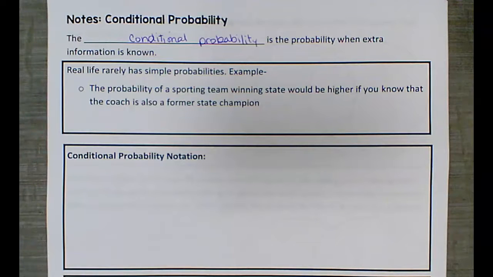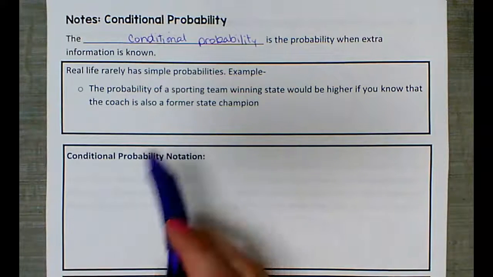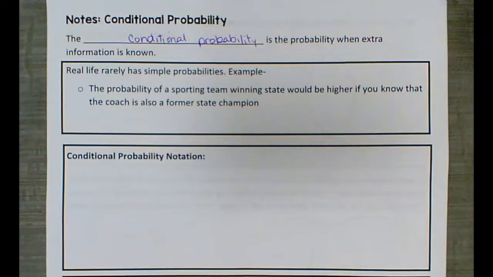Real life rarely has just simple probabilities. An example would be the probability of a sports team winning state would be higher if you knew that the coach is also a former state champion. So if you're trying to find the probability of a sporting team winning state, you might want to know some other pieces of information, like if the coach was a former state champion. If that information is known, it's going to affect the probability of your sporting team winning state. So we're talking about conditional probability today. Situations like this where knowing one thing affects the total probability of some other event happening.